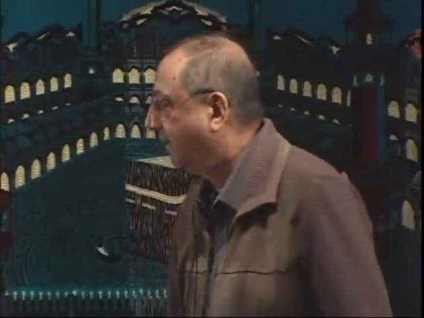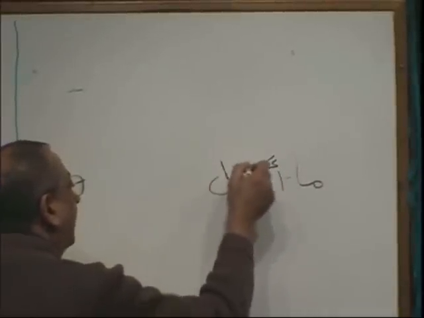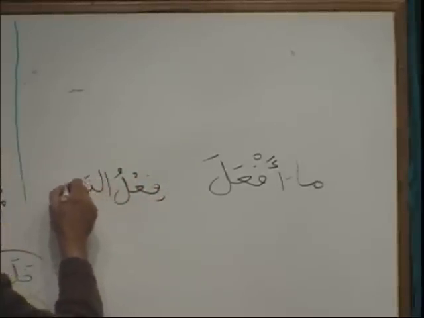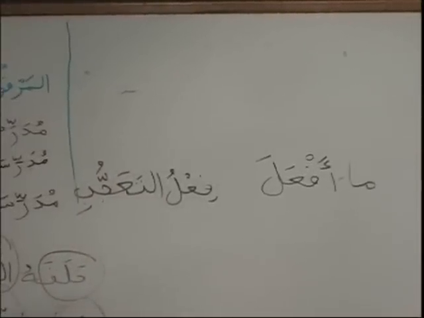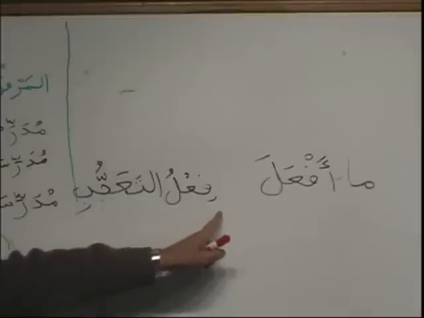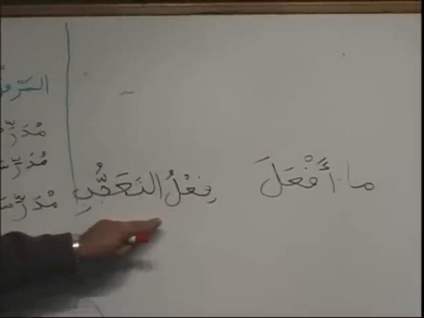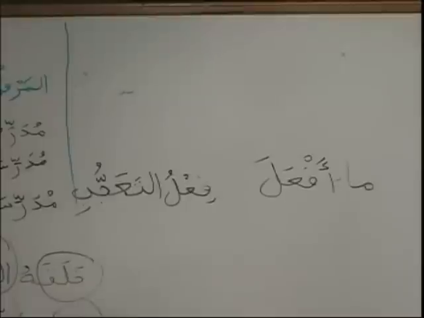Now, yesterday I explained to you, brothers and sisters. I will explain to you today again. Ma afu'ala. Okay? This is called Fi'alut ta'jubi. This is the correct way of writing, brother. Yesterday I wrote al-fi'alu at-ta'jubu, but this is more appropriate. Fi'alut ta'jubi. What is fi'alut ta'jubi? Fi'al of wonder. Verb of surprise and wonder.